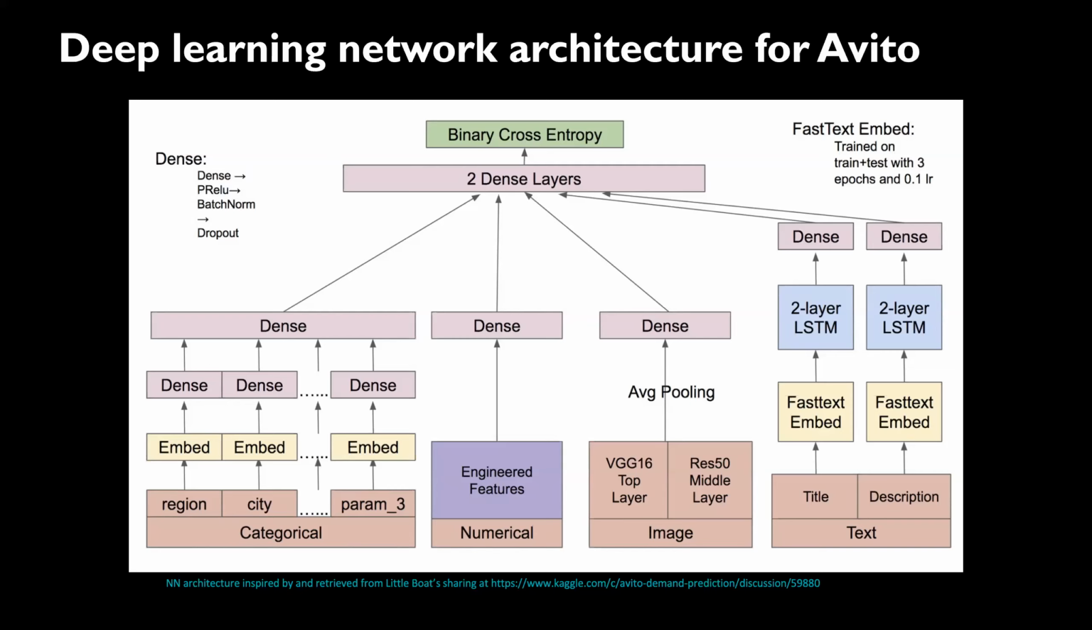So hopefully it gives you some ideas about the trend on how we gradually transition from a conventional machine learning approach to a more modern deep learning based approach for some real world problems. So that's for the Avito demand prediction use case.